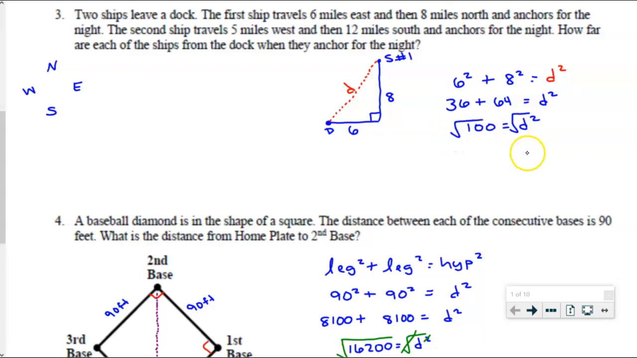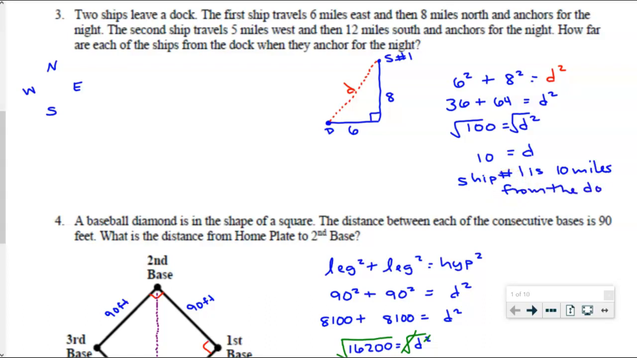And how far away is that ship from the dock? 10, yeah. 10 what? 10 miles. Ship number 1 is 10 miles from the dock.